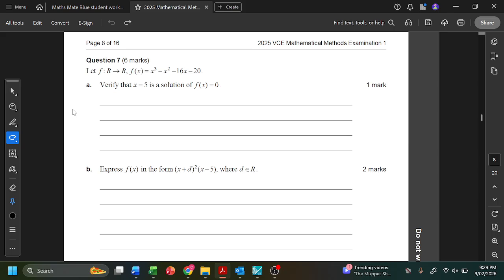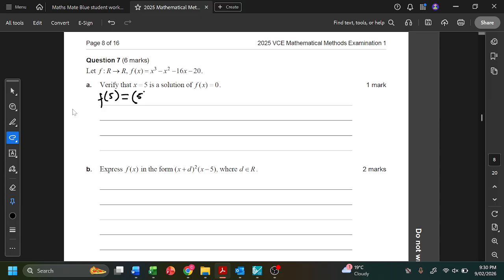And the function has the rule, which is written over here, which is a polynomial function, and specifically it's a cubic function. So the first question is we want to verify that x equals 5 is a solution of f of x equals 0. So basically, if we see this kind of phrasing, a solution basically just means if we substitute x equals 5 into this particular equation, we should get out a value of 0. So what we need to do to check that is we're just going to use our substitution skills, and we're going to replace the rule for this function f with an input of 5.